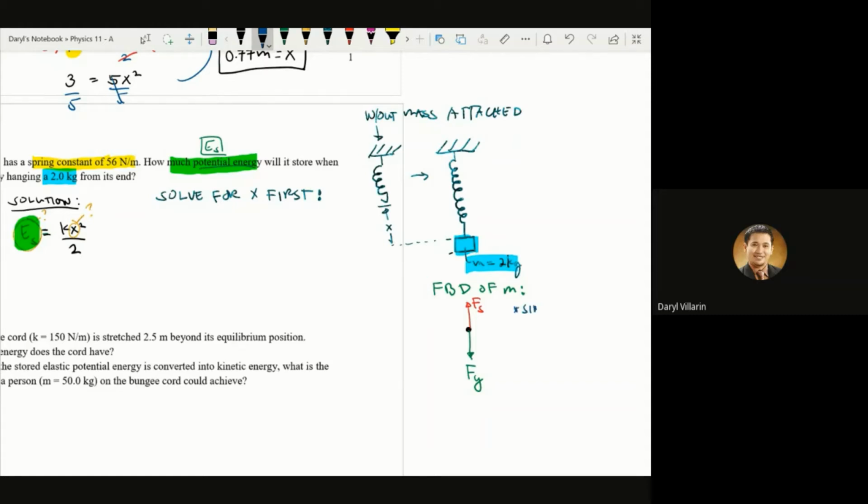Since M does not move, since M is at rest, the summation of all the forces on M is equal to 0. That means that the magnitude of my spring force is equivalent to the magnitude of my weight. These two have the same value.